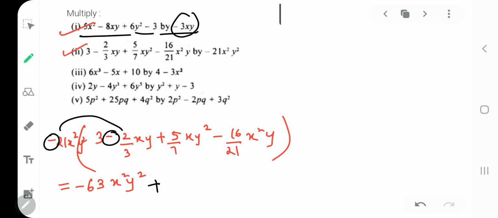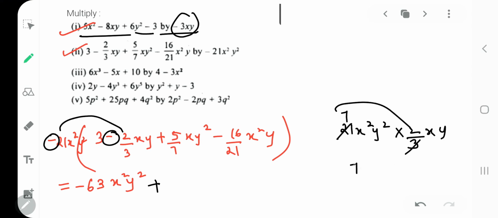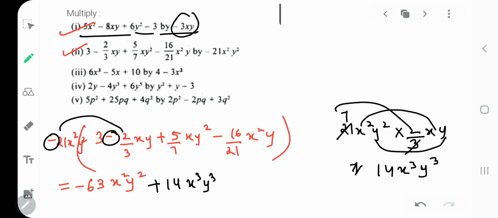You have to multiply 21 x square y square with 2 upon 3 xy. You can reduce this by 7. So that will be 7 into 2, 14. X square x, that will be x cube. Y square y, that will be y cube. Am I clear with this? So that will be 14 x cube y cube.